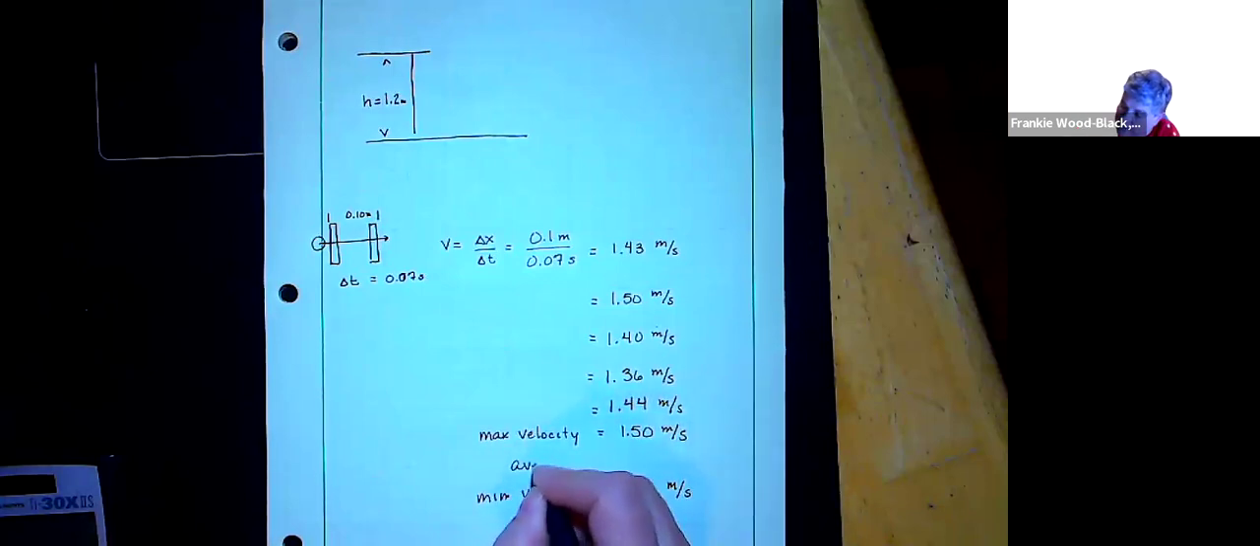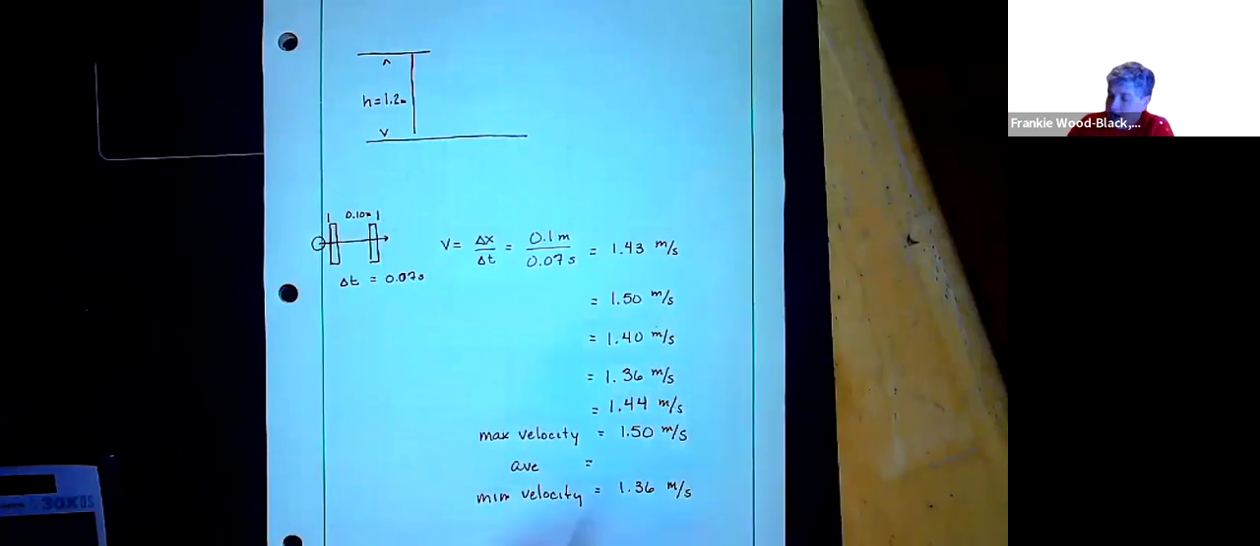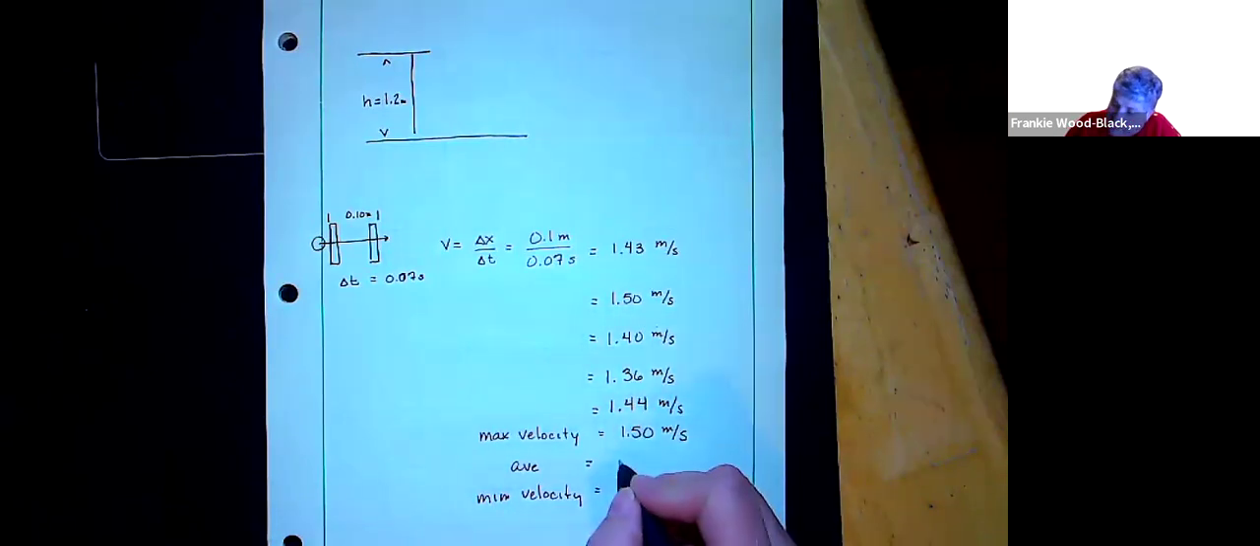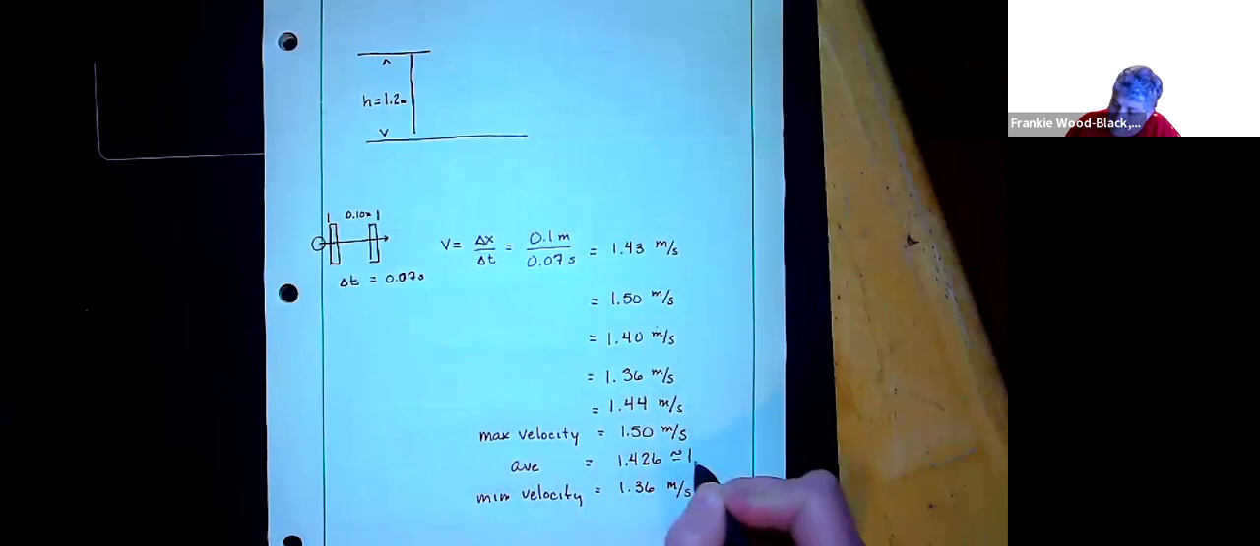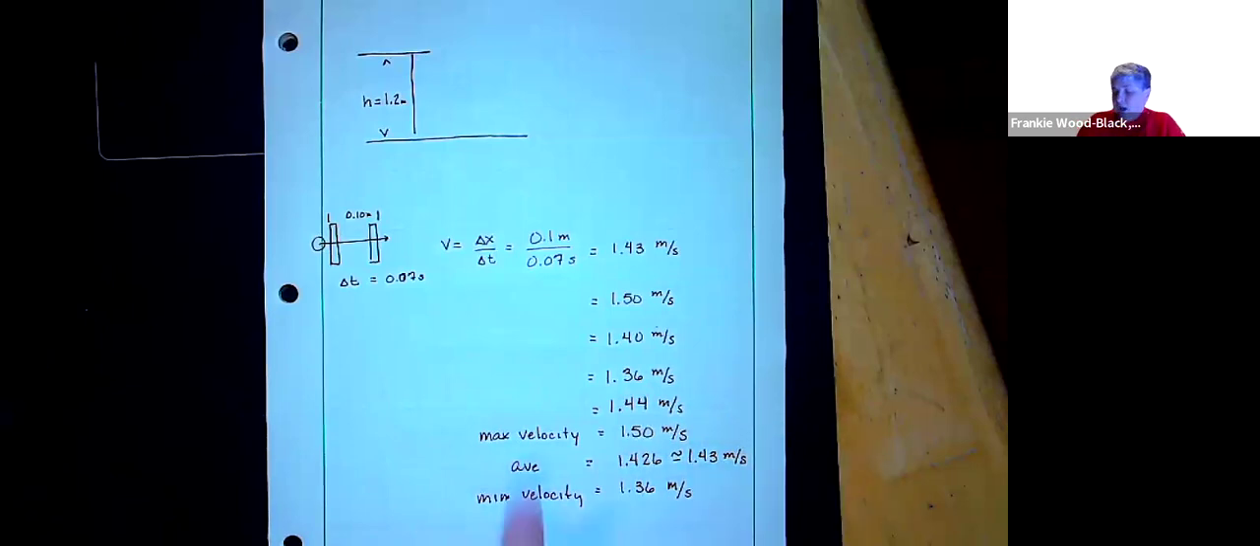And my average is, we're going to add all of those up. So I'm going to plug those into my calculator: 1.43 plus 1.5 plus 1.4 plus 1.36 plus 1.44, and I'm going to divide that by 5. And my average ends up being 1.426, or approximately 1.43 meters per second. So I've got a maximum, I have an average, and I have a minimum.